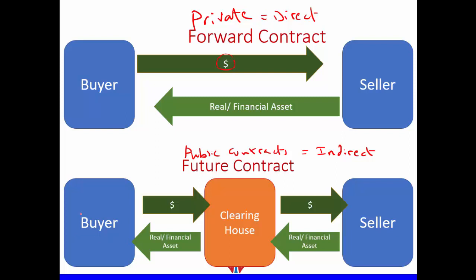And that's why in the future, at the maturity date, the buyer will give the money to the clearing house, the clearing house will give the money to the seller, and then the seller will give the asset, real or financial, to the clearing house, and the clearing house will give it to the buyer.